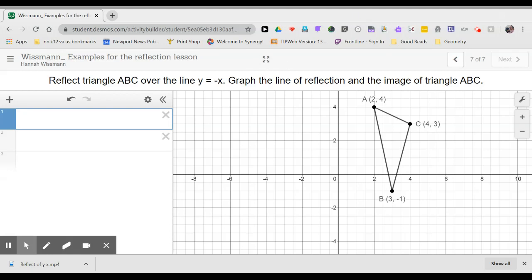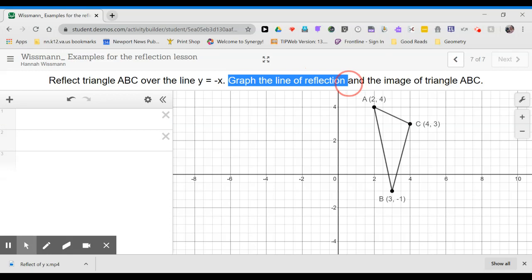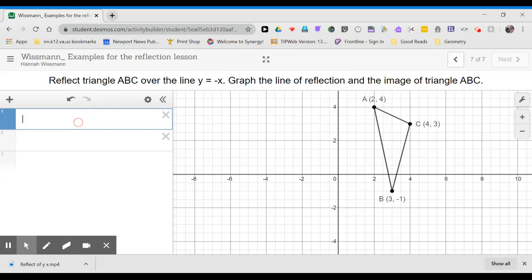So we're going to look at our first instruction here, which is to graph the line of reflection. And like all the previous videos, the line of reflection is what we're asked to cross over. So over the line y equals negative x. That's my line of reflection. I'm going to start by typing that into Desmos, okay? And it graphs that line for me right there.